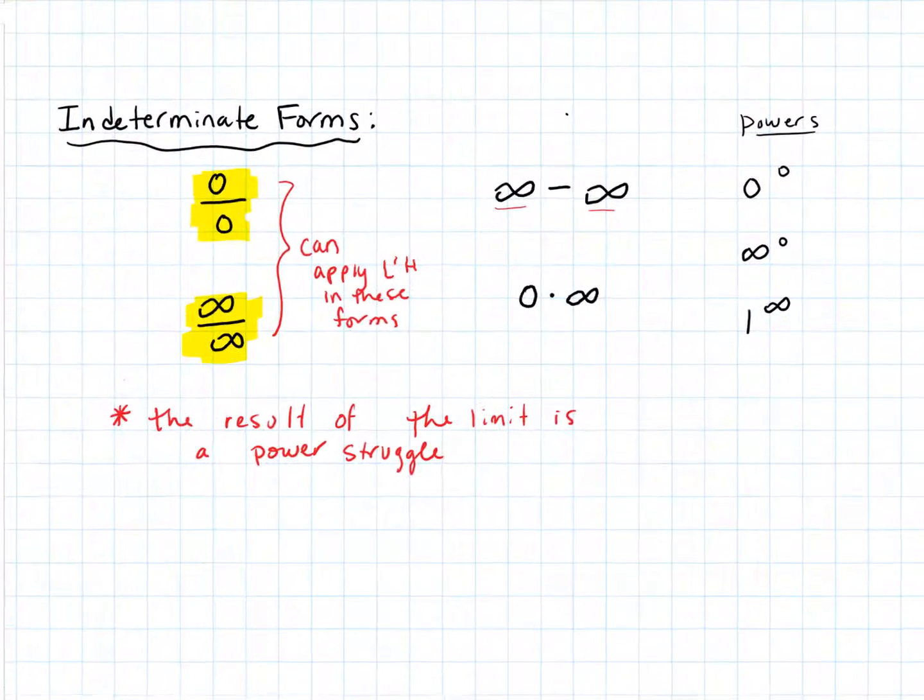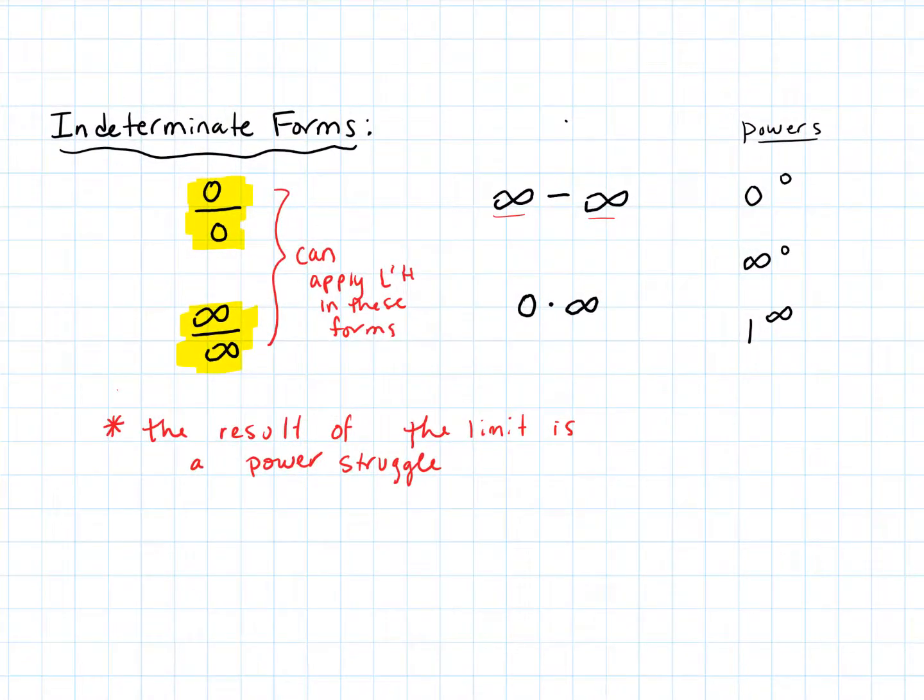So I'll leave this last screen on. These are the forms we want to make sure that we have memorized, or that we somehow put down as a reference page that we can reference when we're taking limits. So we'll know when we come across indeterminate forms and when L'Hopital's rule might be a valid approach to calculating the limit.